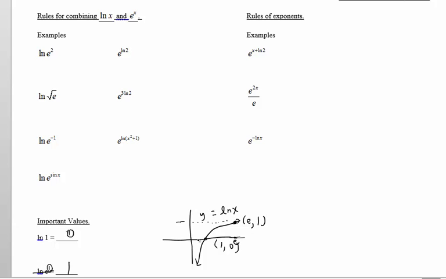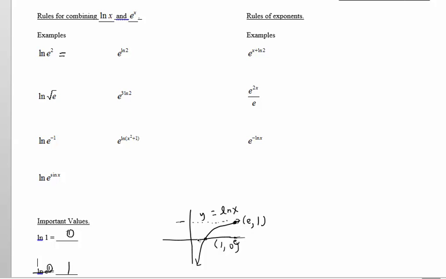All right, let's go back up to the top. Rules for combining the natural log and the natural exponential function. This example right here is exactly the same as this one down here at the bottom, except for my exponent is a 2. If I were to find graphically e squared on the natural log graph and go all the way over here to e squared, my output is going to be 2. The point would be e squared comma 2 on this graph.